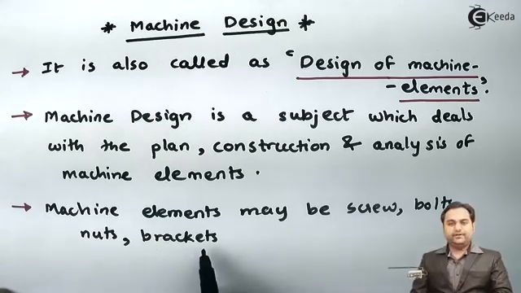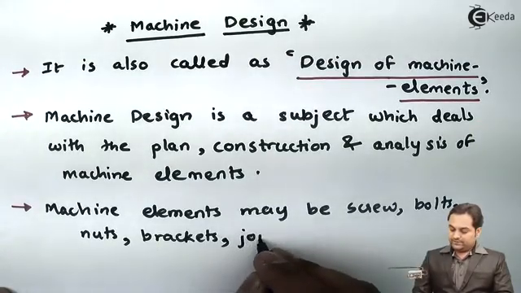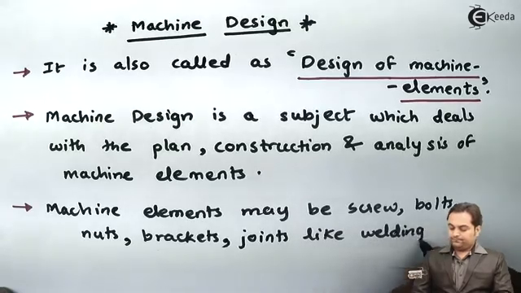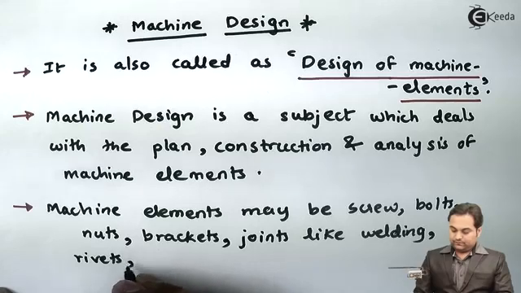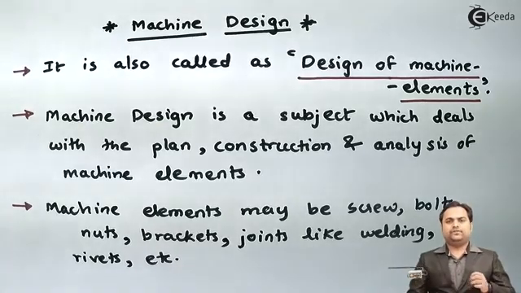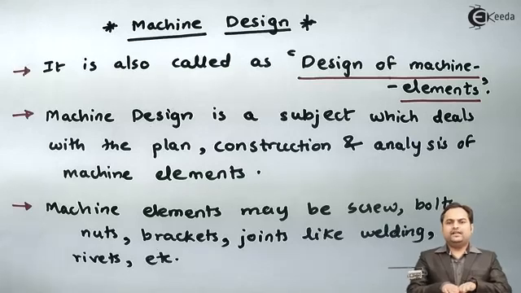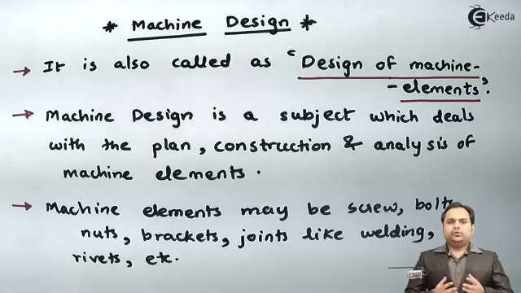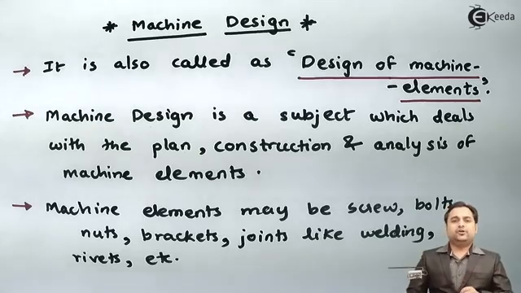So in machine design, we would be designing the brackets, then joints like welding, and rivets, etc. When we are applying welding, that is, if we want to join two plates and apply a weld between them, we should have the knowledge of machine design, because we should know how much load that welded joint will carry, and accordingly we will weld it. So it requires the knowledge of machine design.